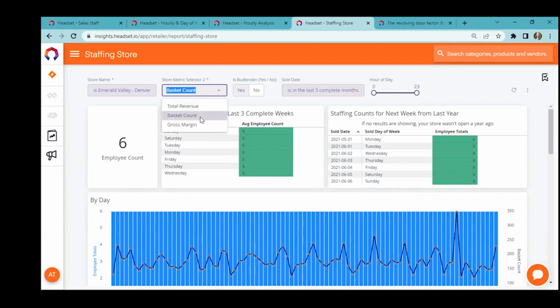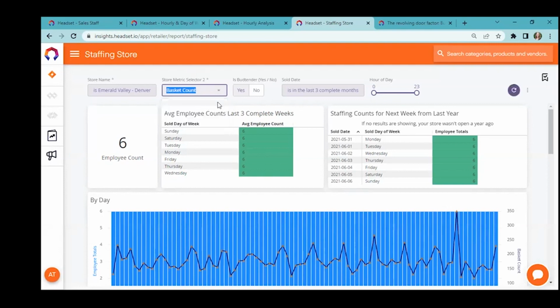Let's say, for example, gross margin. Let's say I want to increase my basket count and I want to see when my average or highest basket times are. When are my basket counts the highest, what hour of the day, and what does that look like in terms of average basket count per employee? Are they kind of overworked? Are they underworked? Do I need to adjust my employee count to account for baskets?